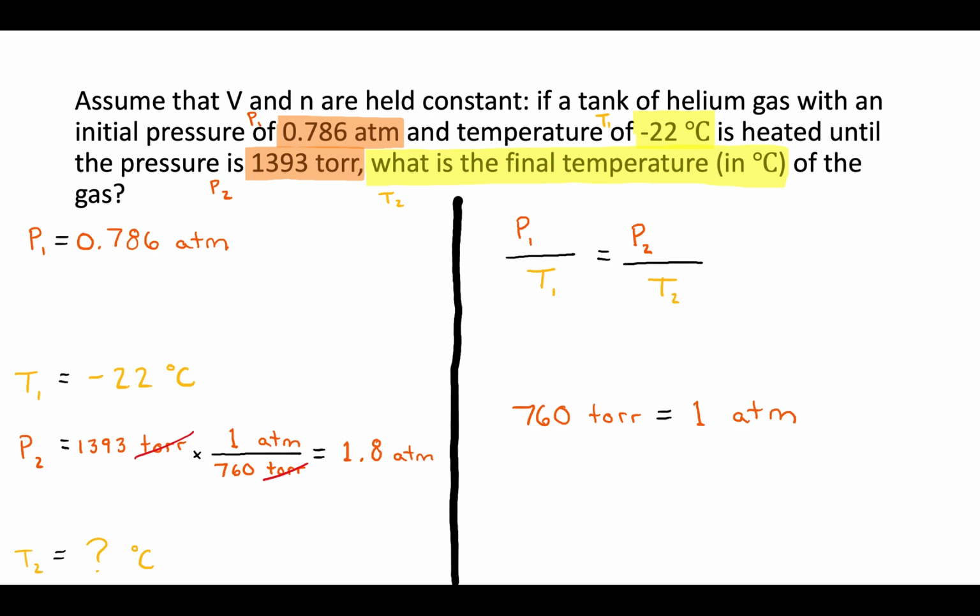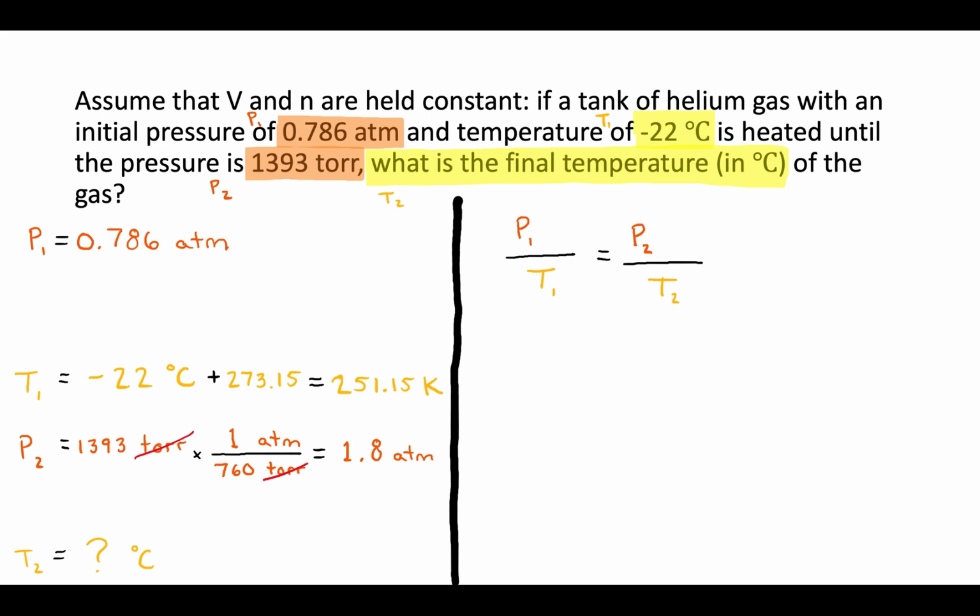Second thing we have to make sure is the temperature in Kelvin. Our temperature is in degrees Celsius, so we get to convert to Kelvin. Now remember, the equation for this is Kelvin is degrees Celsius plus 273.15. So we're going to take those degrees Celsius, add 273.15, that gives us 251.15 Kelvin.